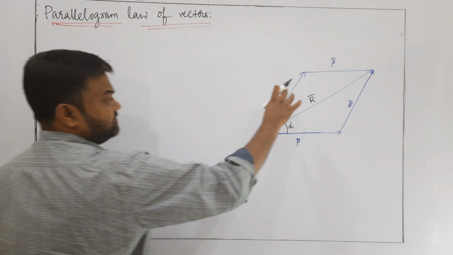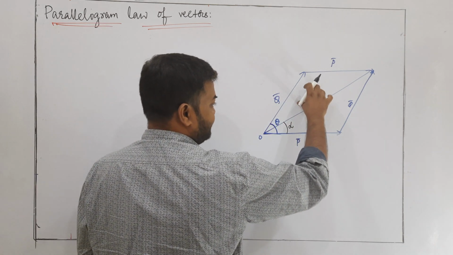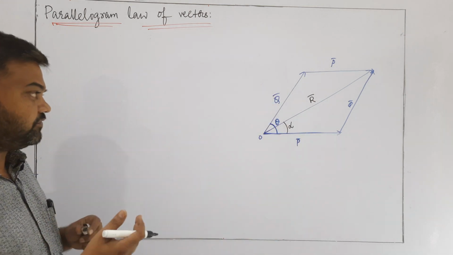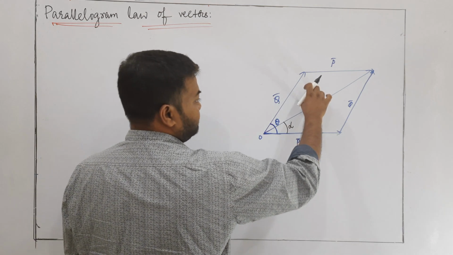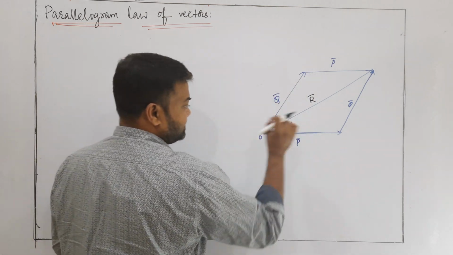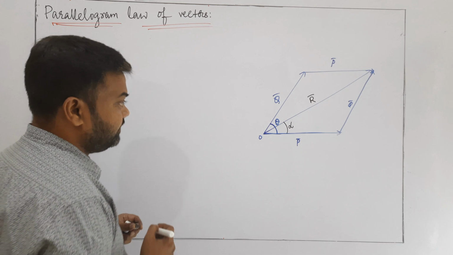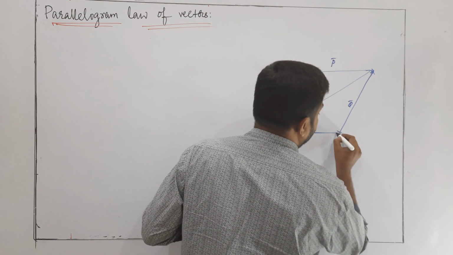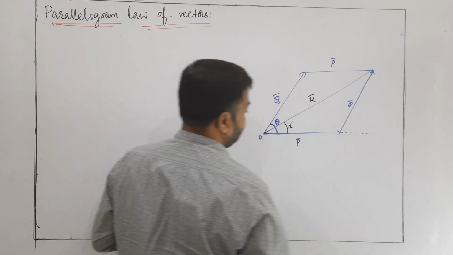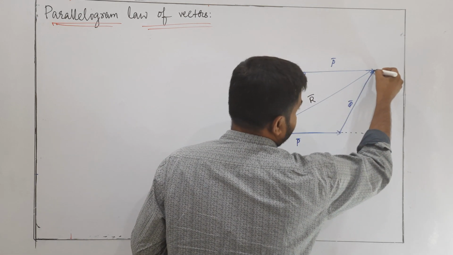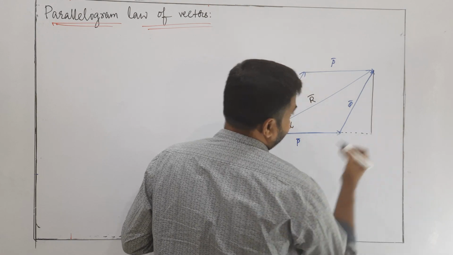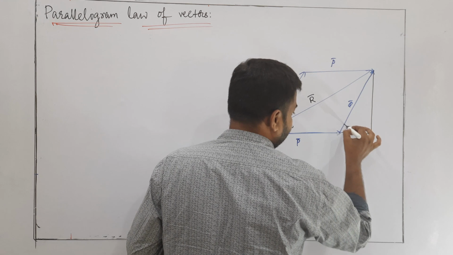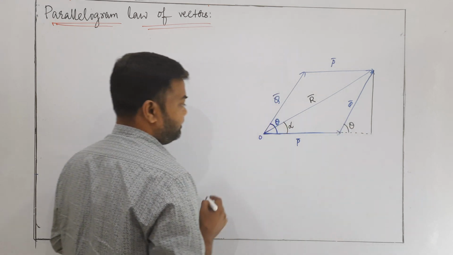You know that this resultant is a vector, meaning it should have magnitude as well as direction. We have to find them out. How can you find out the magnitude? If you want to derive it, first you simply extend this side and directly drop a normal like this. If this angle is theta, here this angle is also theta.